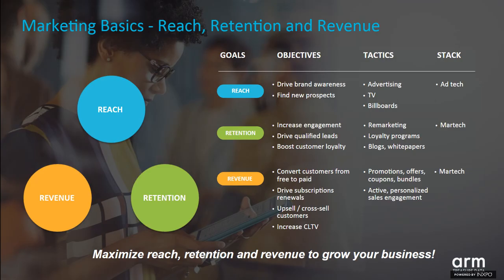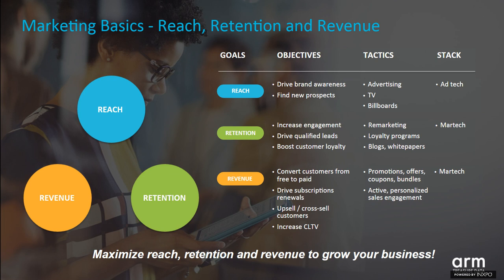To set the stage, let's start with some marketing basics. There are 3 high-level goals of a marketer: maximizing reach, retention, and revenue. I like to think of this as maximizing the 3 R's. The first R is reach. How do I reach a large but targeted set of prospects who will eventually convert into a paying customer? Achieving reach means planning, launching, and optimizing marketing campaigns so that your target audience remembers who you are and will eventually buy your product or service.